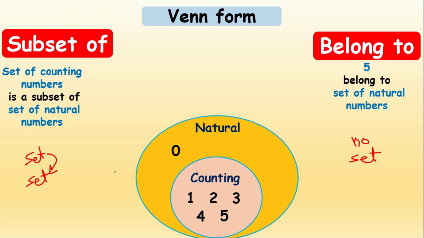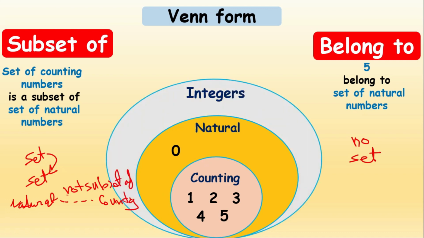For example, let's look at the relation between the set of natural and the set of counting. Is natural inside counting? Look, is natural inside counting? No, counting is the one inside natural, right? So natural is not a subset of counting. Got it?